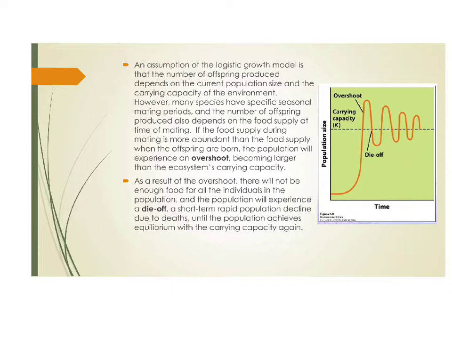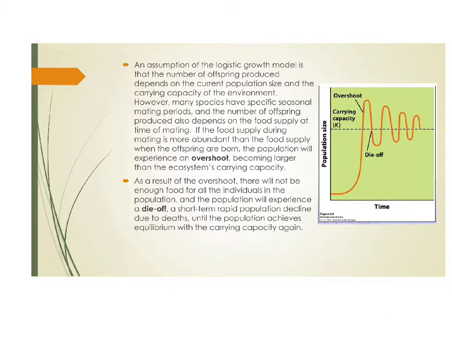However, if the food supply during mating is more abundant than the food supply when the offspring are actually born, then the population will experience an overshoot because at that point it's now larger than the ecosystem's carrying capacity. There's a gestation time between mating and the time that the individuals are born. And obviously it varies by species, but there is some type of gestation time. So again, if there is a disconnect between the amount of food that's available at mating and the amount of food that's available when those individuals are born, you're going to end up with a population overshoot where you've got more individuals than the ecosystem can sustain.